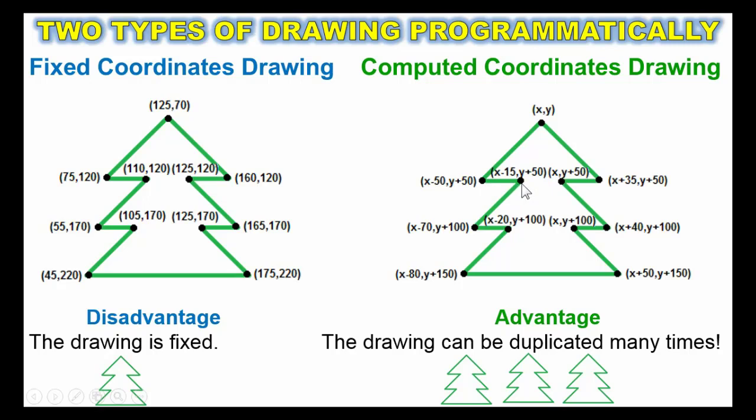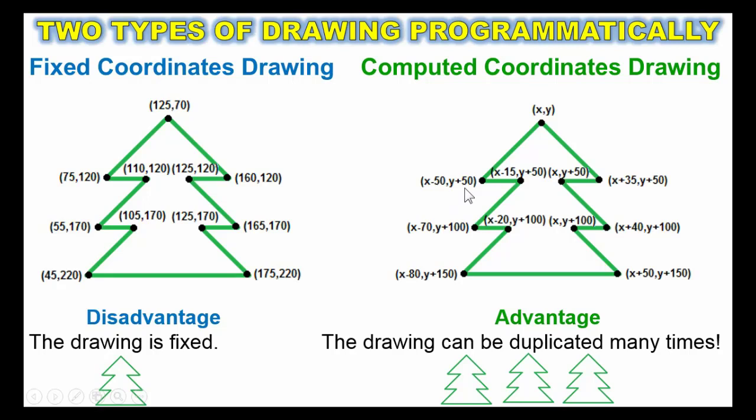And if we call a LINETO command with this coordinate x minus 15, y plus 50, it will draw a line. And then if we issue another LINETO command with this coordinate x minus 70, y plus 100, it will draw again a line. So everything is computed, whether it is subtracting or adding a value from the x and y coordinates. And we need to have long patience for trial and error, because the amounts that we subtract and add are merely approximate.